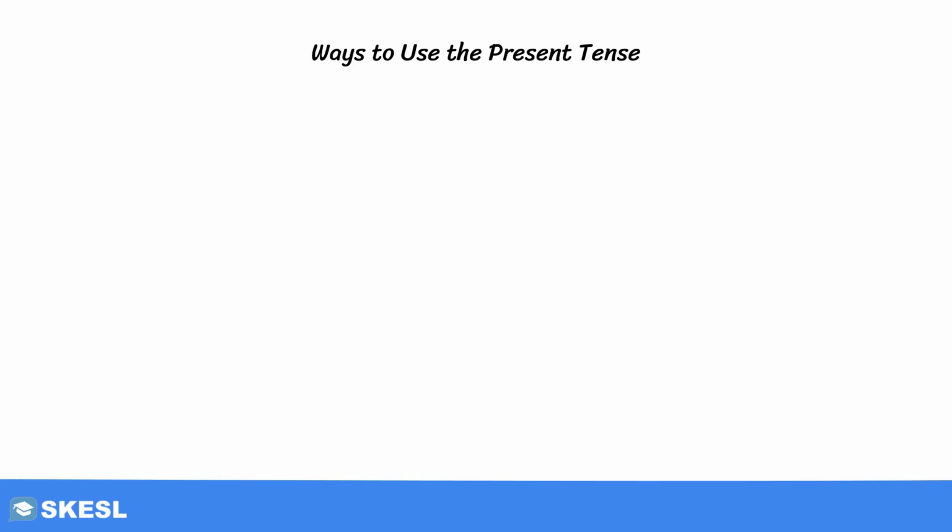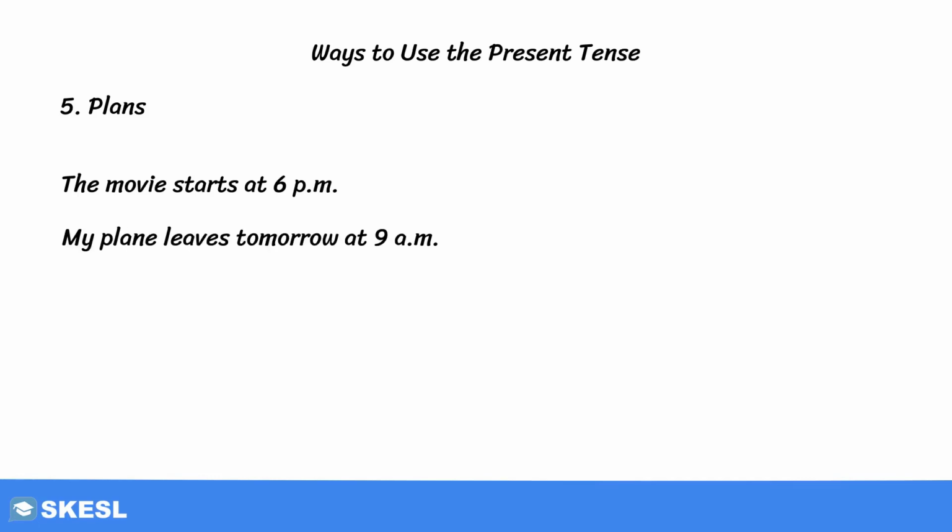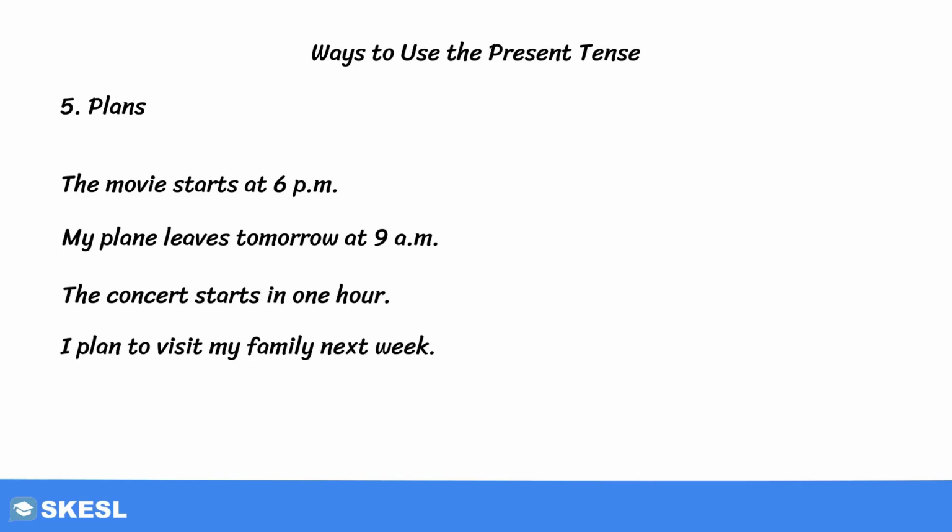Last, we can also use the present tense to talk about plans or events in the future that have already been decided. For example, the movie starts at 6 p.m. My plane leaves tomorrow at 9 a.m. The concert starts in 1 hour. I plan to visit my family next week.